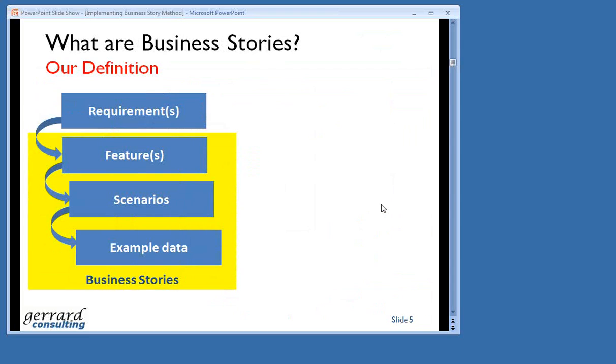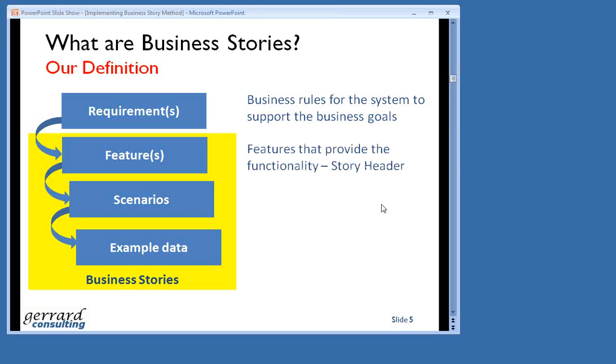In terms of the definition of what a business story is, this is our definition, but it's actually a fairly standard definition of a story. On the previous diagram, you'll notice that stories were linked into requirements, and I'll talk a little bit more about that later on. But the components within this story itself, first of all, you've got the requirements, of course, which are the business goals, the business rules that support the business goals of a particular system.